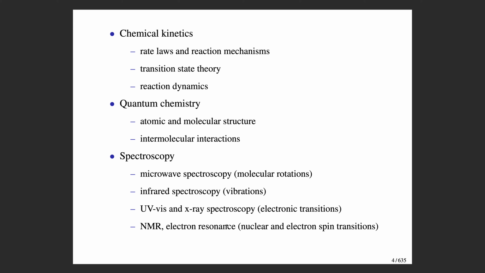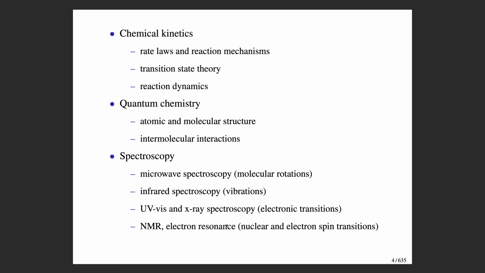As you probably know, physical chemistry is often taught as a 2-semester sequence, and so in the second semester, you would study things like quantum chemistry, where you're reviewing atomic and molecular structure and then going into much more detail. Things like intermolecular interactions would fall in the domain of quantum chemistry. And then one of the main applications of quantum chemistry is towards understanding spectroscopy.